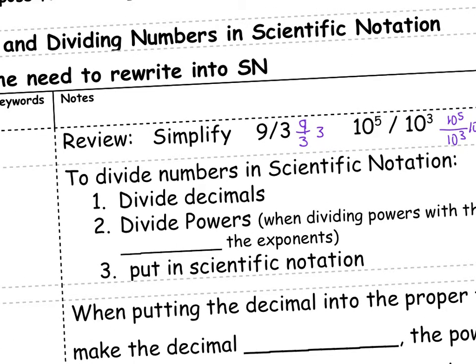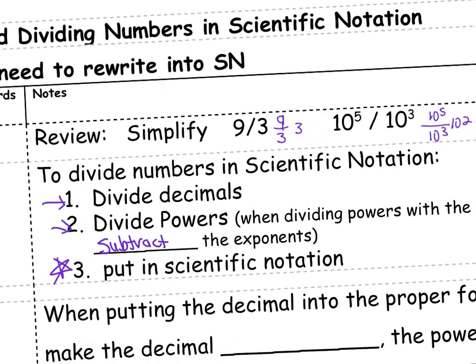So to divide numbers in scientific notation, remember you are going to divide the decimals. You're going to divide the powers. So in dividing powers of the same base, you subtract. So this is everything from the last lesson. The new thing is you have to make sure it's in scientific notation.